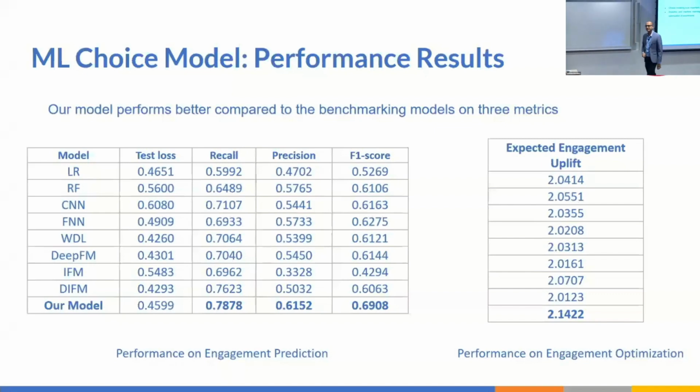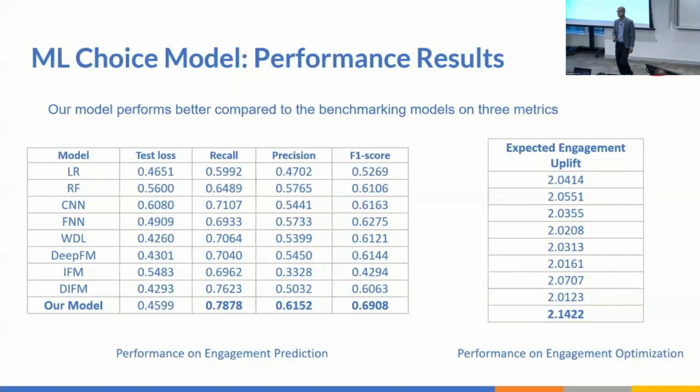Any questions here? Where was the revenue part considered? So in engagement maximization, there's no revenue. But in the Walmart example, I think, there were prices. There was no cost, but there were prices, right?